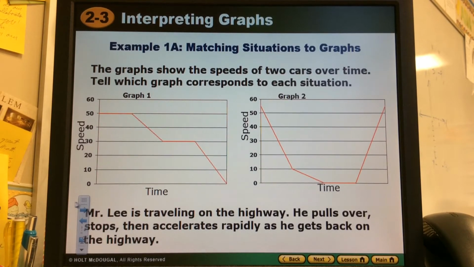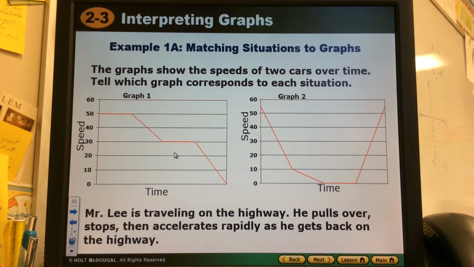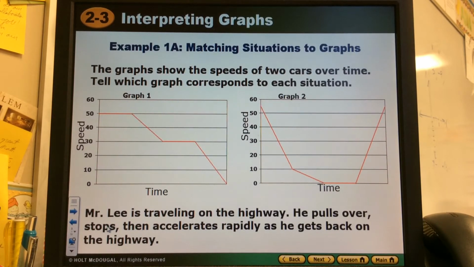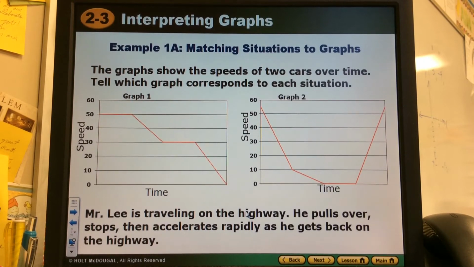Okay, so in this particular situation, you have to pick which graph goes with this situation. It says Mr. Lee is traveling on a highway. He pulls over, stops, then accelerates rapidly as he gets back on the highway. So if we look at these, we're picking either graph 1 or graph 2. The answer is graph 2.